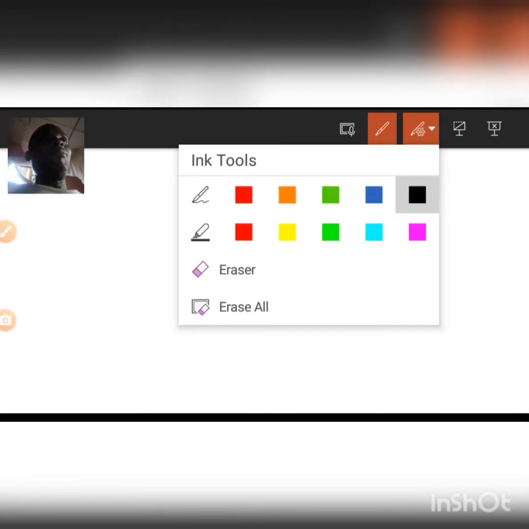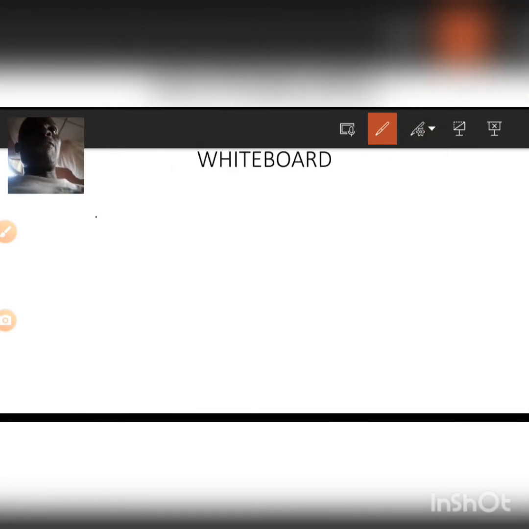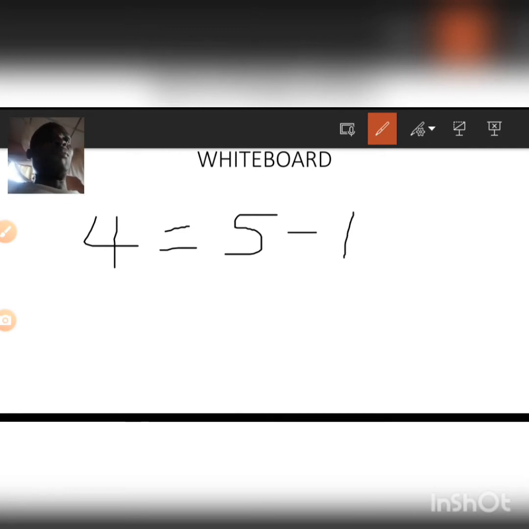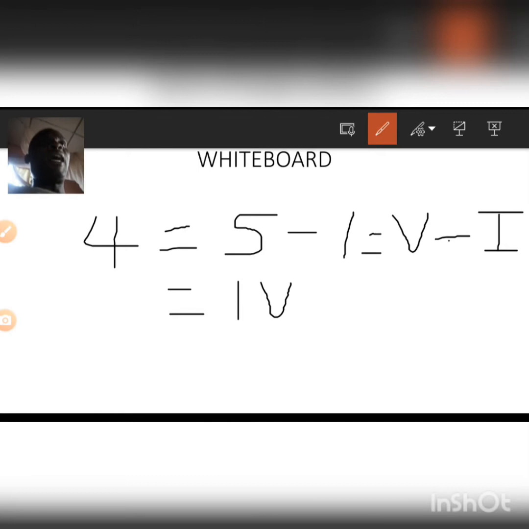Let's take that again. 4 is the same thing as 5 minus 1. And that is V minus I. Alright? And so when we are writing this in Roman numeral, because we are subtracting I from V, the I comes to the left side of V. So 4 is IV.